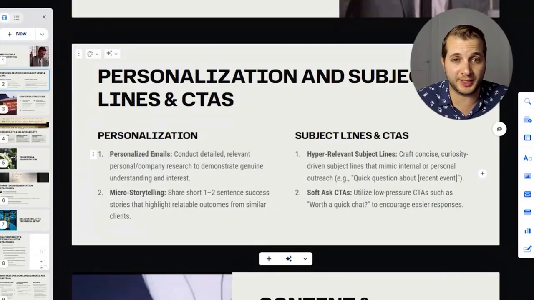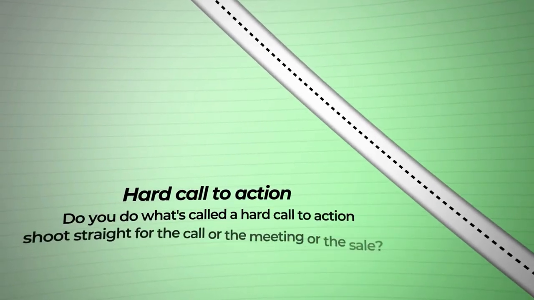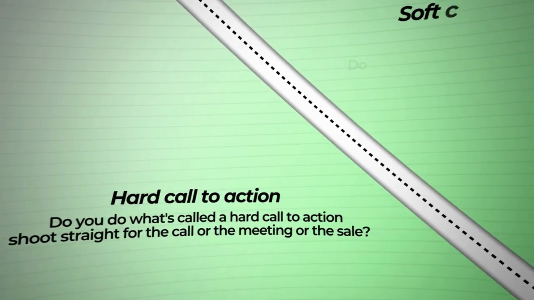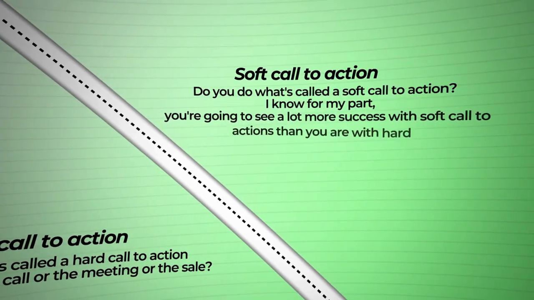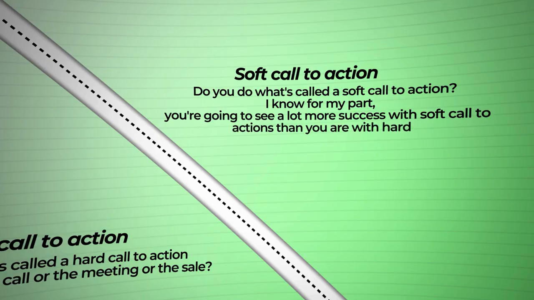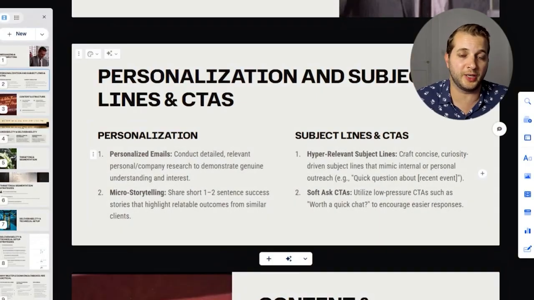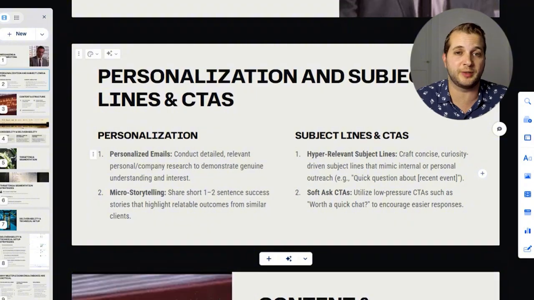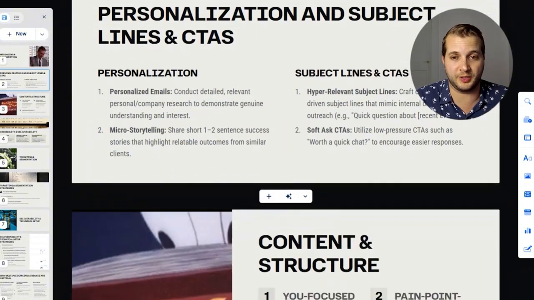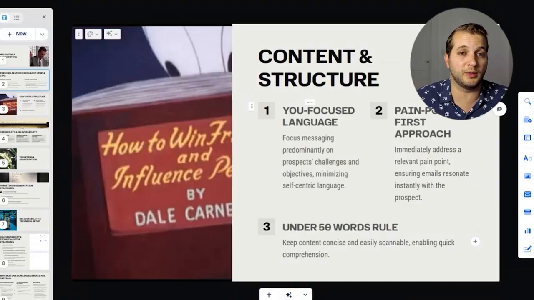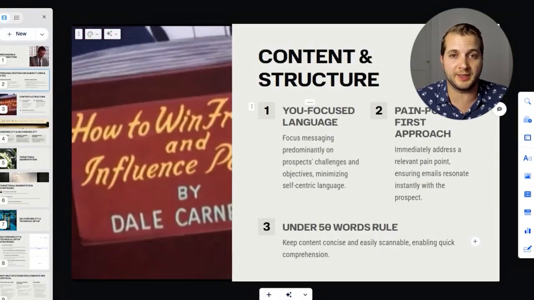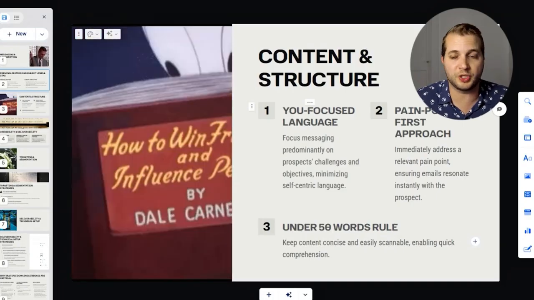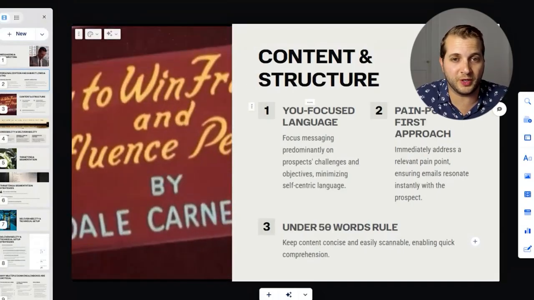With respect to call to actions, very simple dichotomy here. Do you do what's called a hard call to action, shoot straight for the call or the meeting or the sale, or do you do what's called a soft call to action? I know for my part, you're going to see a lot more success with soft call to actions than you are with hard. So you're going to get many more replies, you're going to get more at bats, and if you've got the bandwidth to work those sales, that is 100% the way to go. So think "worth a quick chat?" or "interested?" or something along those lines that gives them an out, but is really open and gives a lot of opportunities to respond. Don't just go straight for the sale when you don't even know if you're in the door yet.